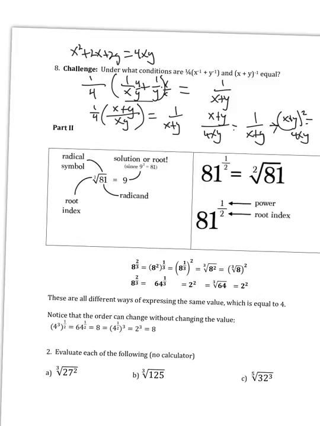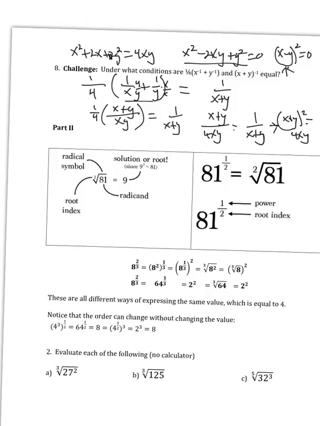We subtract 4xy from both sides to get x squared minus 2xy plus y squared. Sorry, there should be a y squared over here. And that is equal to 0, and we can factor this because it is a perfect square trinomial to get x minus y squared is equal to 0, which is going to be true if and only if x is equal to y.